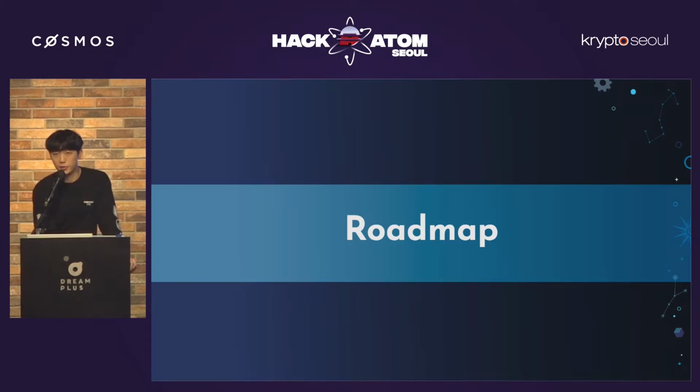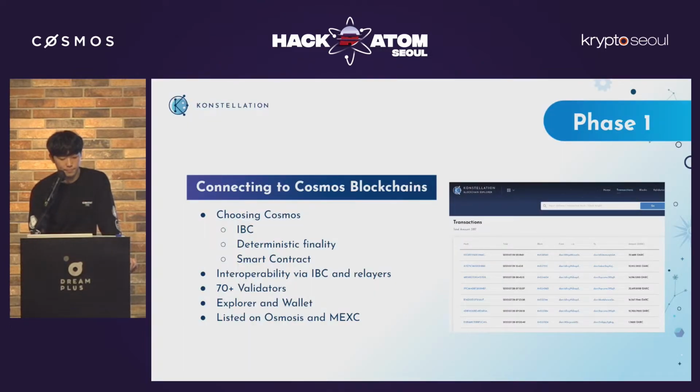The final section is our roadmap for our mainnet. The first phase of our roadmap is connecting Konstellation Network to other Cosmos-based blockchains.